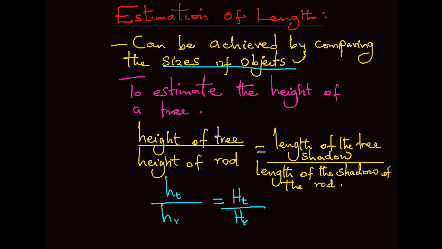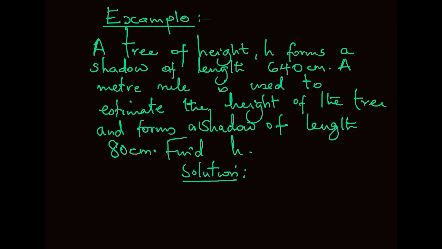For example, a tree of height H forms a shadow of length 640 centimeters. A meter rule is used to estimate the height of the tree and forms a shadow of length 80 centimeters. Find H. Solution.